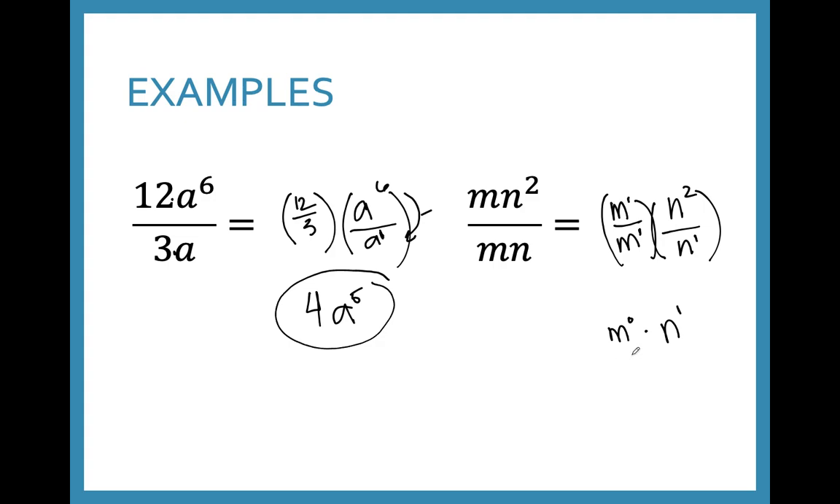but you might remember from one of our videos at the beginning of exponents, anything to the 0 power is actually 1. So you could actually simplify this a little bit further, 1 times n to the 1st, or actually just n. Because if you notice, m divided by m, that just cancels itself out.